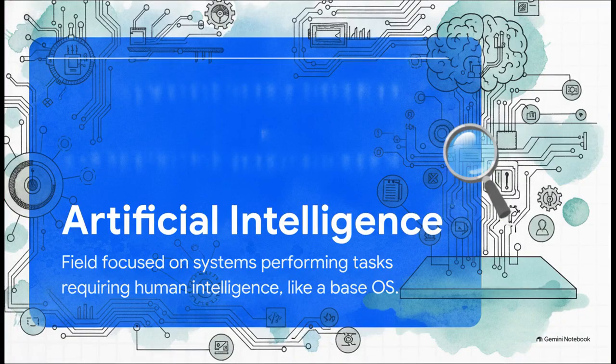First up, artificial intelligence, or AI. It's the broad, overarching field of computer science focused on building systems capable of performing tasks that normally require human intelligence. To put this into everyday IT terms, think of AI as your base operating system layer. Just like Windows or Linux gives you that broad environment where all your apps run, AI is the platform housing everything else we're going to talk about today.